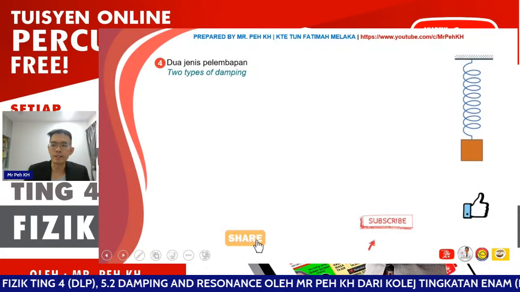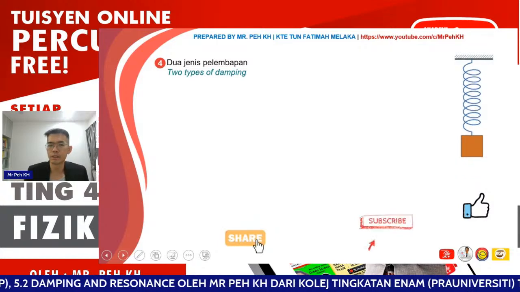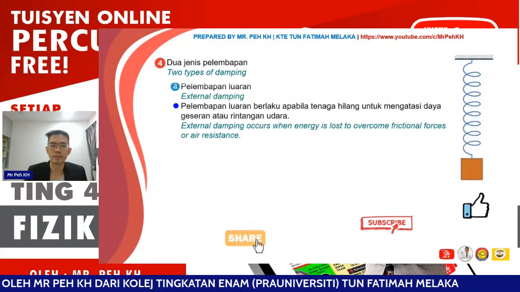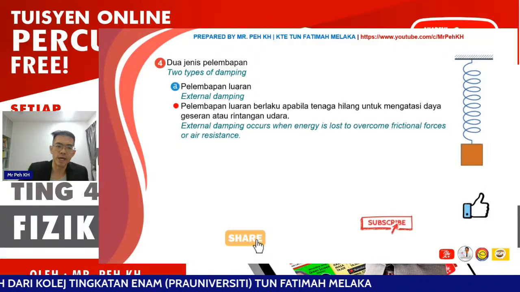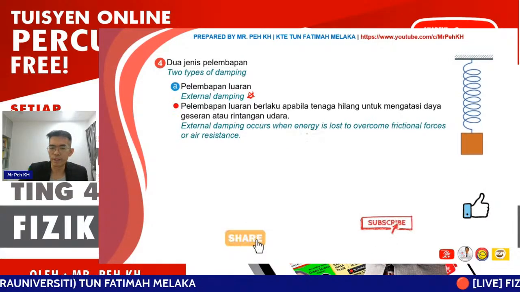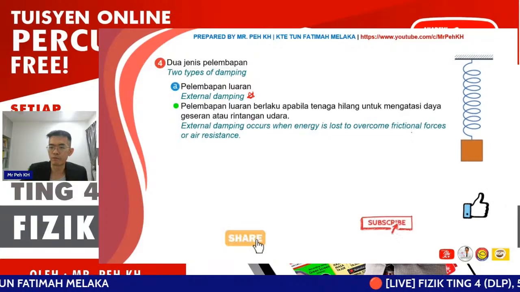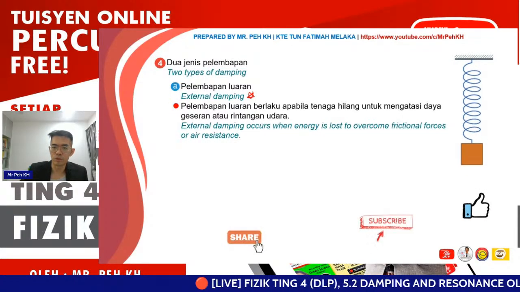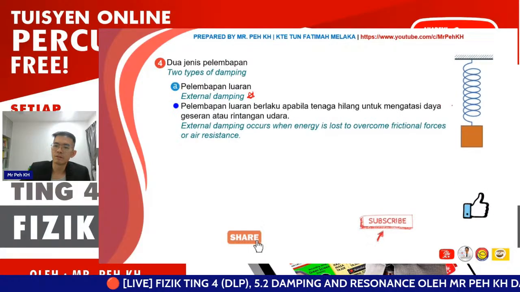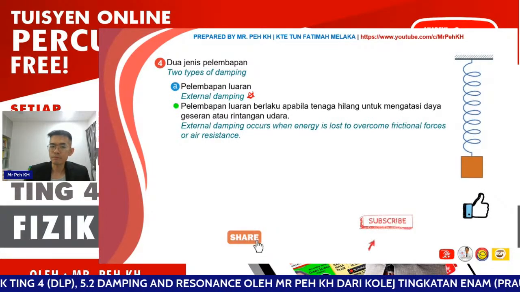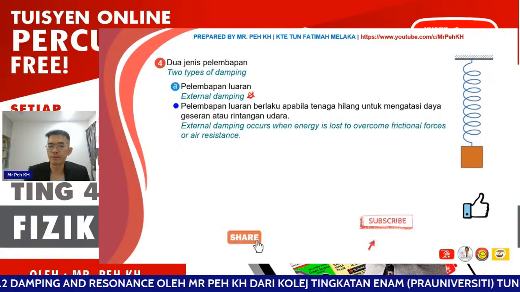Okay, so what is the cause of the damping? Here we have two types of damping. First, we know it as the external damping. The external damping occurs when energy is lost to overcome frictional forces or air resistance. So the damping occurs due to the energy loss to overcome the air resistance.